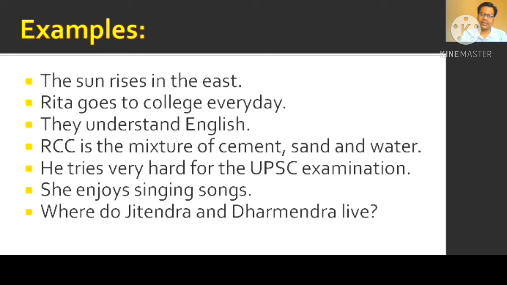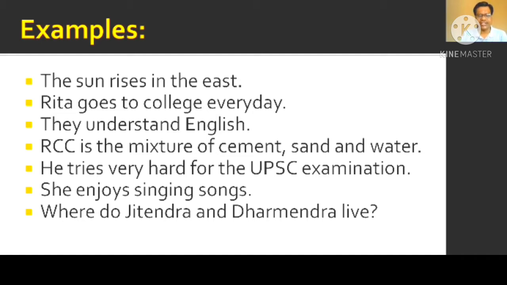RISE is the base form of the verb. But since the subject is third person singular number, of course, I am expected to use the -s form of the verb here. In the east is actually a prepositional phrase functioning as the adverbial of place, or you can also call it the adverbial of direction. So the sentence goes like this. The sun rises in the east.